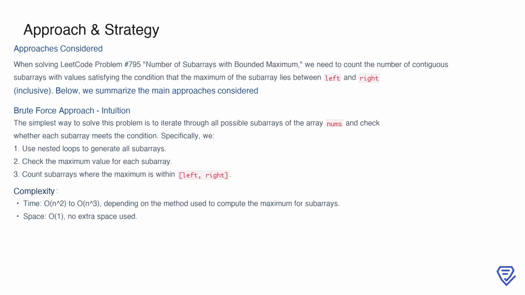To tackle LeetCode problem number 795, our goal is to count the number of contiguous subarrays where the maximum value lies within a specified range, [left, right]. A straightforward approach is to use brute force, where we generate all possible subarrays and check if each satisfies the condition. This involves iterating through the array with nested loops, finding the maximum value of each subarray, and counting the valid ones. While this method is intuitive, it is computationally expensive, as calculating the maximum for every subarray can push the time complexity to O(n^2), or even O(n^3) in some implementations. Despite its simplicity, this approach is not practical for large inputs due to its inefficiency.